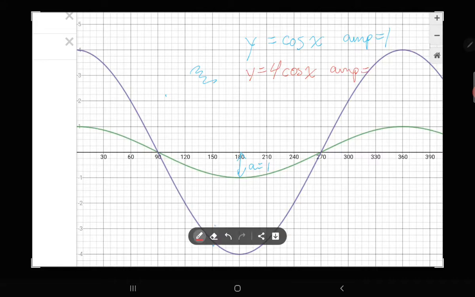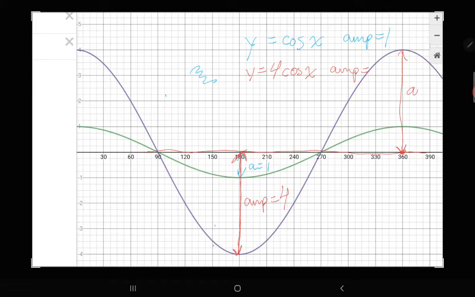Let's look at our graph. Remember that the amplitude is the distance from your equation of axis, and in this case our equation of axis is right on the x-axis, that's the middle, to the minimum, or the equation of the axis to the maximum. And you always state it as a positive value because it's a measurement. And what you'll find is that your amplitude is 4. Okay, so amplitude is 4.